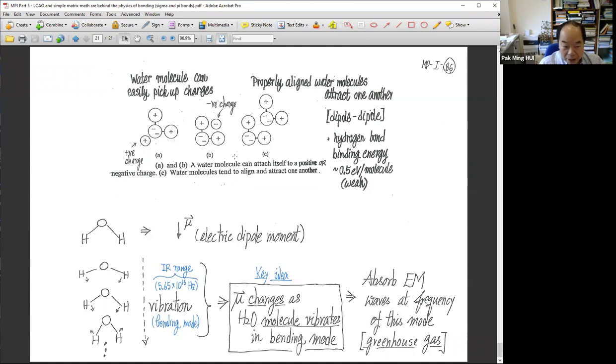And more importantly, as I already pointed out, you have the electric dipole moment. Then for this kind of molecule, the electrons form the bond. The second part of the Born-Oppenheimer approximation is to allow this atom to vibrate.